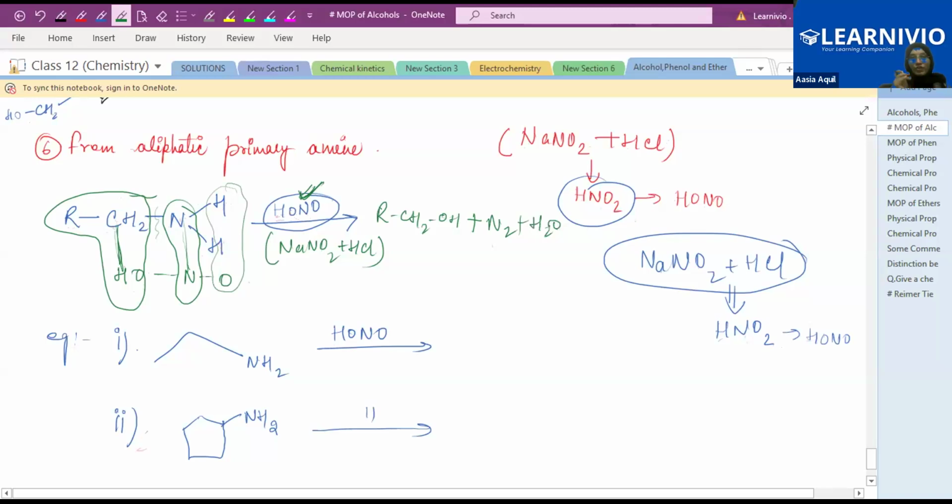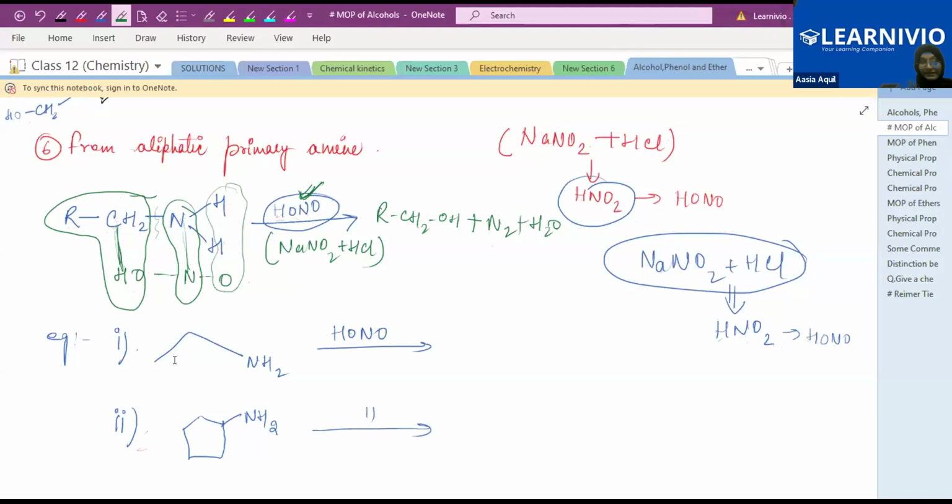So you take HONO by the combination of NaNO2 plus HCl. HNO2 will be treated with the aliphatic primary amine, and it will give you a primary alcohol, plus N2 gas will be liberated, plus water. So that is the mechanism. Clear to everyone? Yes, ma'am.